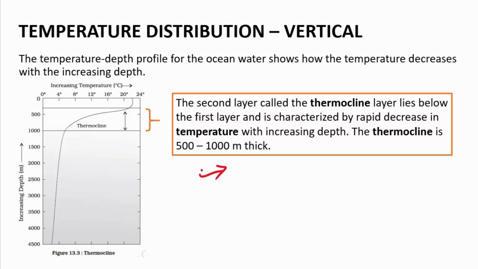You'll see rapid decline in the temperature in this particular region, starting from 20 to 25 degrees Celsius, depending upon the temperature of the first layer. In this region, you'll find that the temperature decrease is approximately about 12 to 15 degrees Celsius, right? And that is a very sharp decline for just 1000 meter difference.